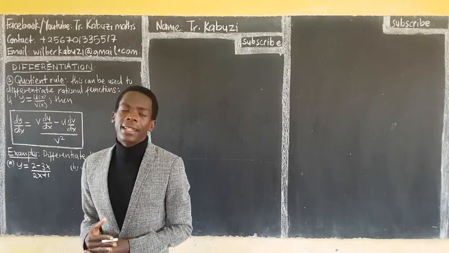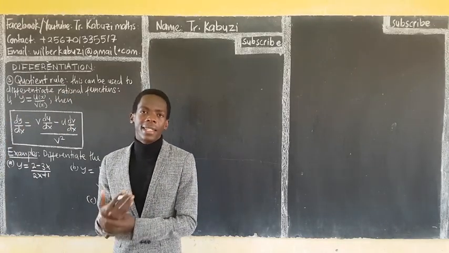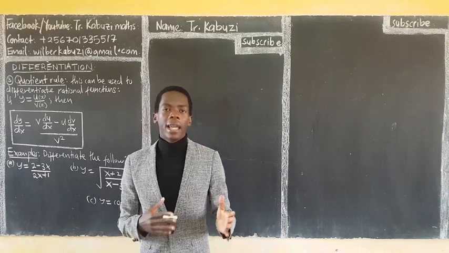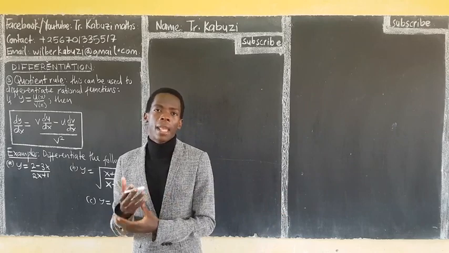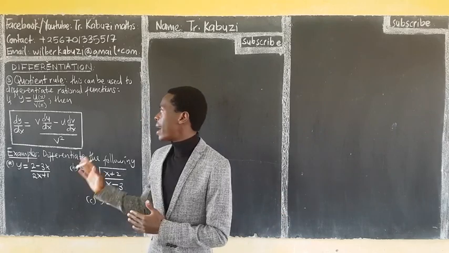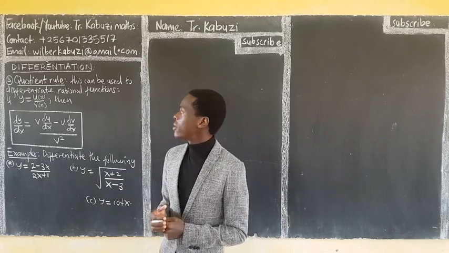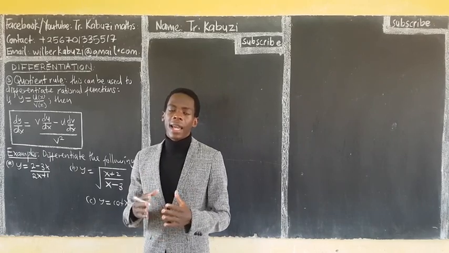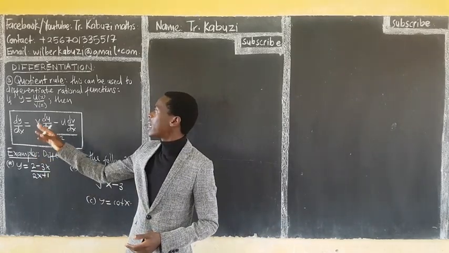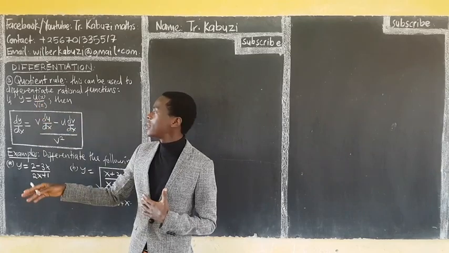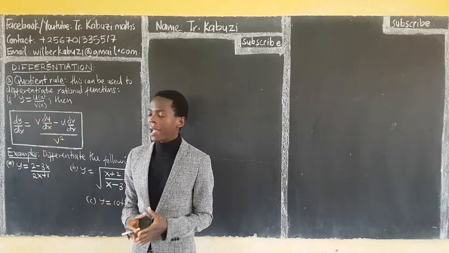Quotient rule technique, we are going to see it today in this lesson. We have seen how to differentiate a product of two functions. We have seen how we use chain rule. Now we are going to handle quotient rule. This deals with a division or quotient of two functions, when one function is divided by the other.